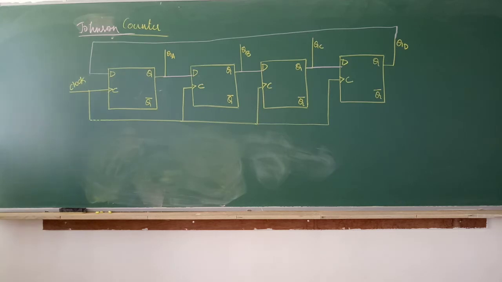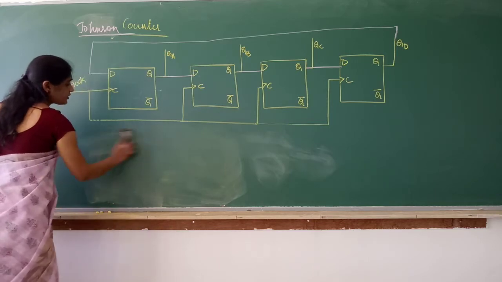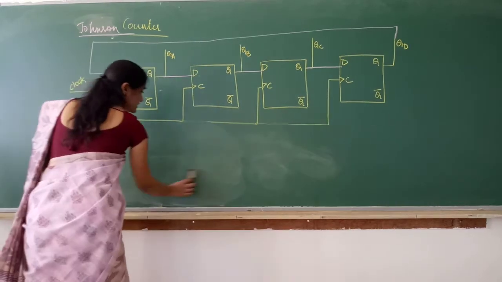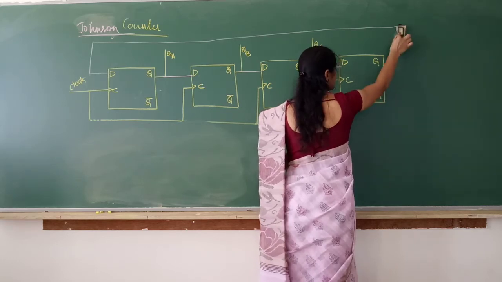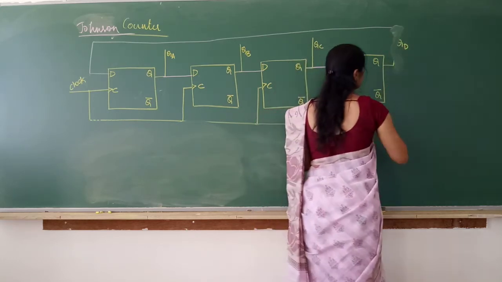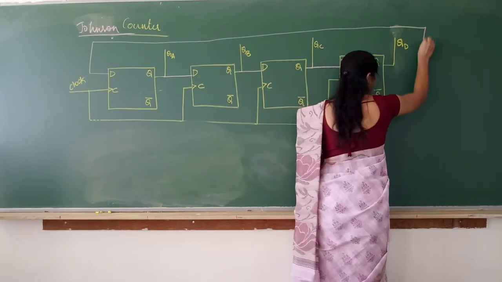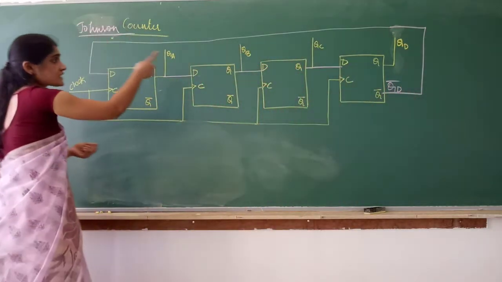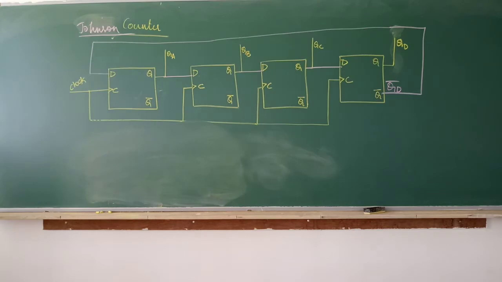Okay, the modification in the circuit is this. For ring counter, what is the input? Input is the output. QD is the output, right? Whereas to design Johnson counter, QD is not the input. Instead, you connect QD bar as the input. So this is QD bar. In ring counter, QD is connected as input to the first flip-flop. In Johnson counter, QD bar is the input.